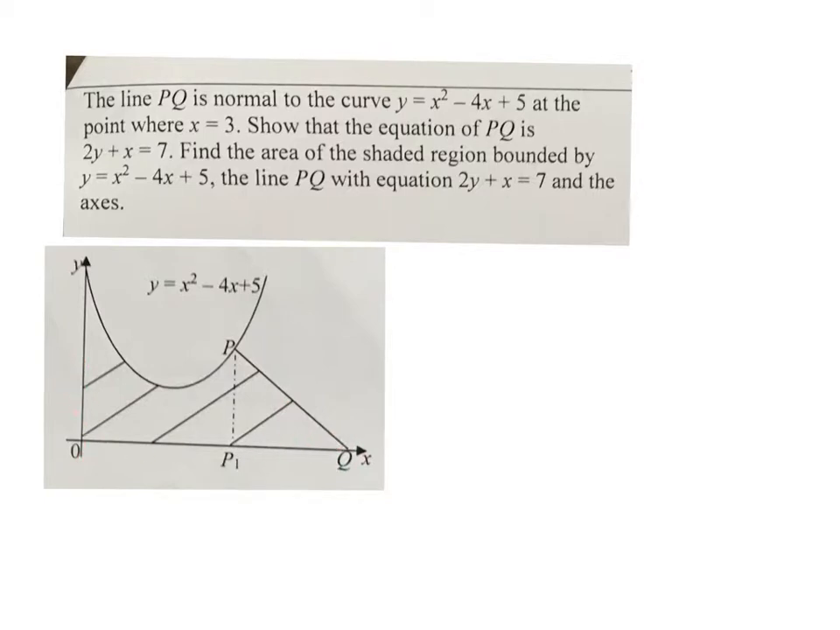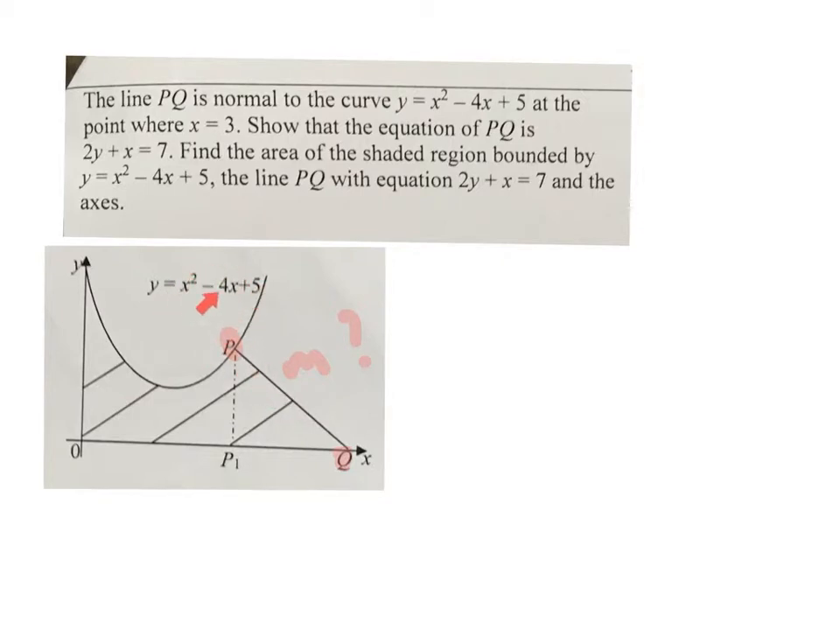Okay, so next, because PQ is normal to the curve, I want to find the equation of PQ. So if you want to find the equation of a normal, the basic thing is that we need a point and we need the gradient. One idea is I can either find P or Q, and I also need the gradient. Now, how to find the gradient? The hint is that we are looking at a normal. If I want to find a gradient, the only clue I can get is from the curve, because if I can get the gradient of the tangent here, I can also find the gradient of the normal.